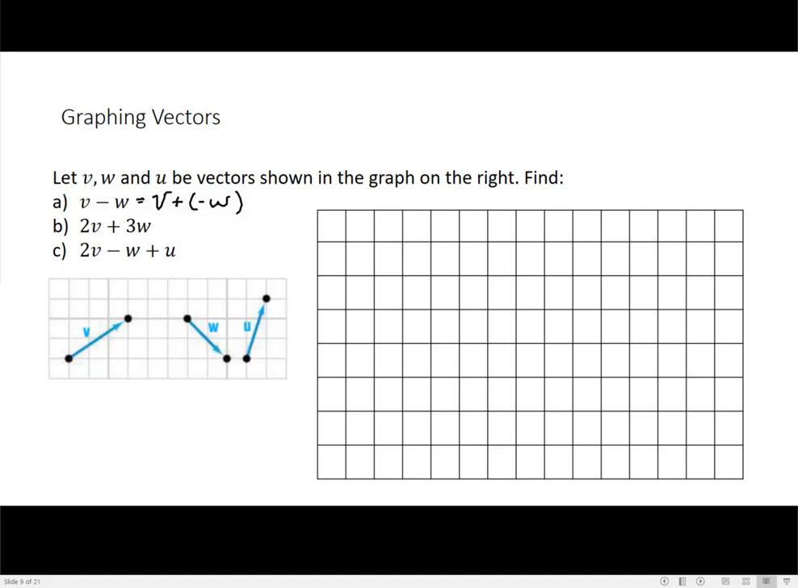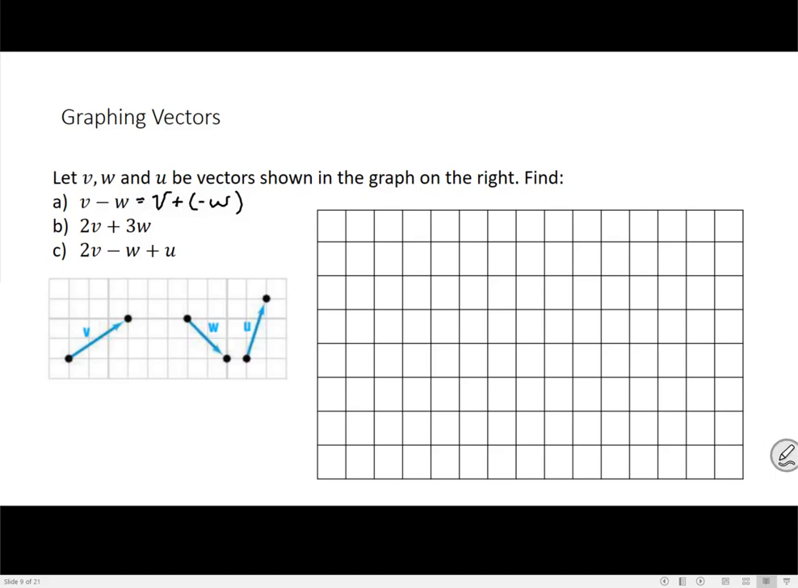So for part A, I'm going to use the fact that v minus w is really the vector v plus the vector negative w. So I'm first going to start by graphing the vector v, and from the terminal point of v, which is the point with the arrow of my ray there, I'm going to then graph the vector minus w, which is the same as the vector w but drawn in the opposite direction. So let's start with the vector v.